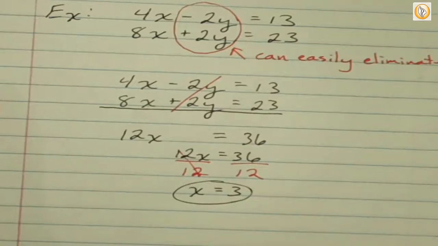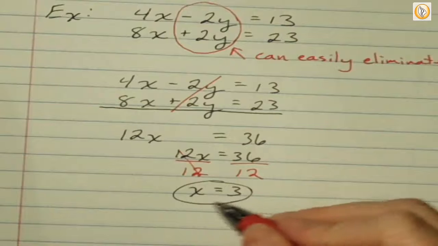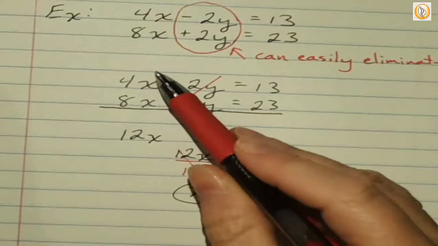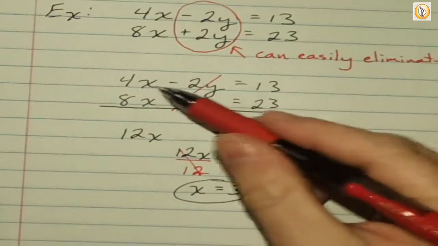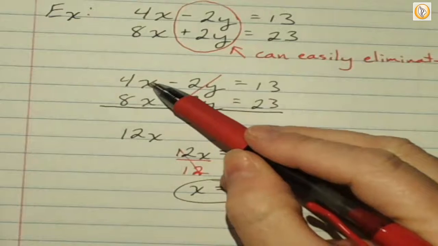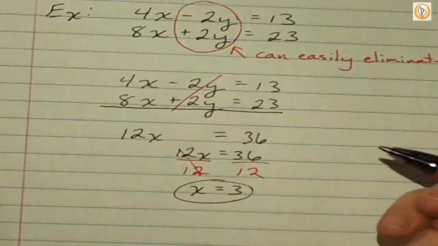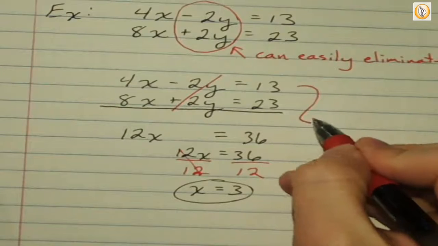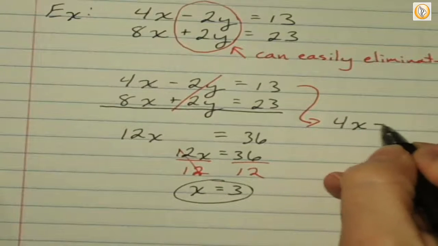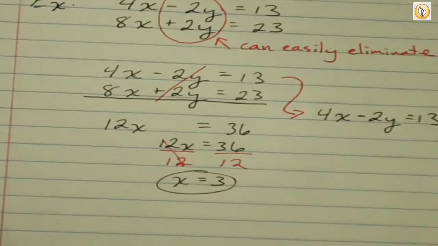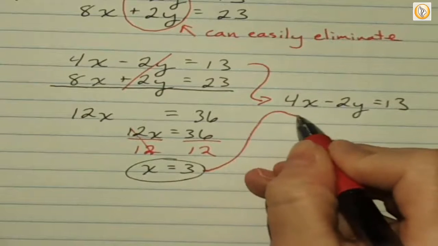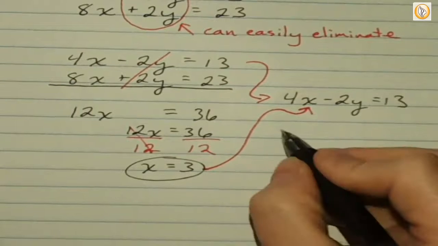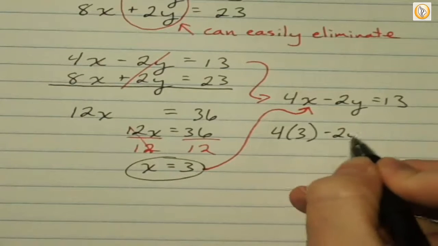Now we do the whole substitution method. I'm going to substitute this x as 3 into the x of either one of these equations. Me, personally, I almost always just use the first one. That's just my thing. But truly, you can use either equation. You could substitute it here, or you can substitute it here to solve for y. I'm going to choose the first one. So I'm going to rewrite the first equation, and I'm going to substitute this 3 into the x. So then it's going to be 4 times 3 minus 2y equals 13.